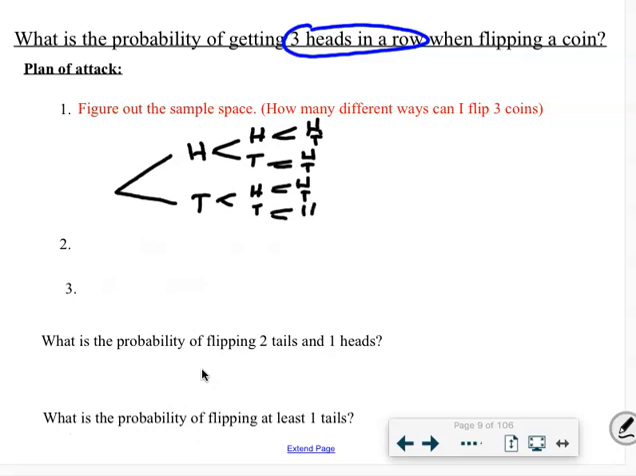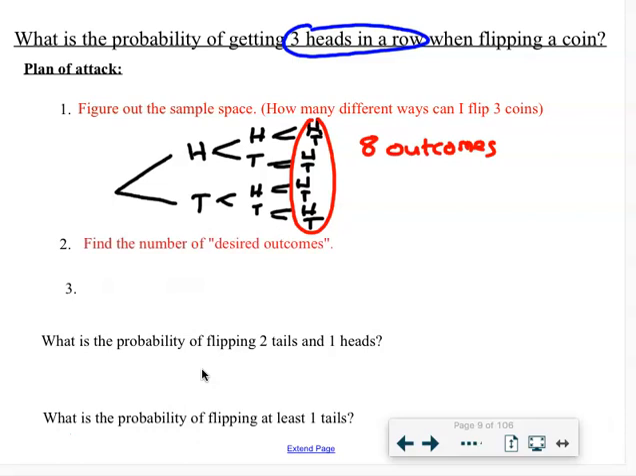And that's how many flips I want. I want 3 flips. So if I count how many are in this column, there's a total of 8 different outcomes that are possible when you flip 3 coins. So that question is answered.